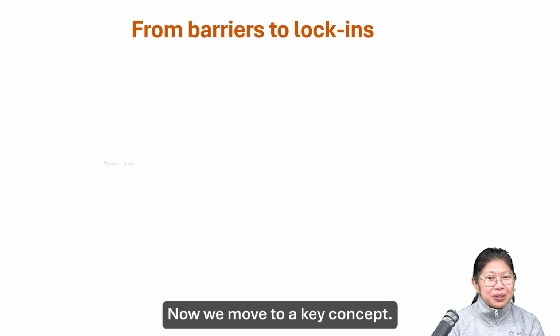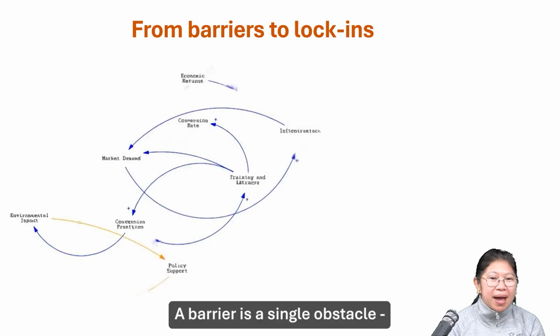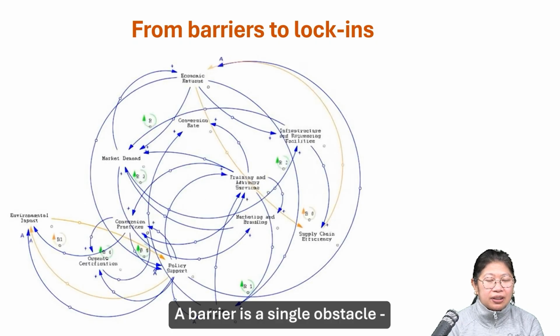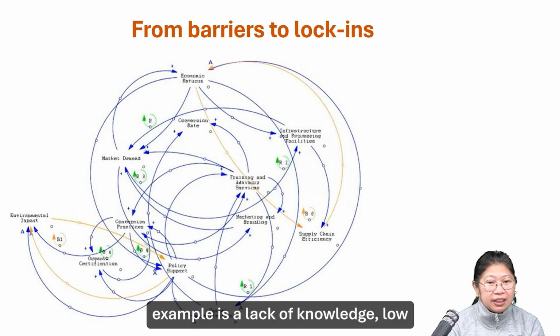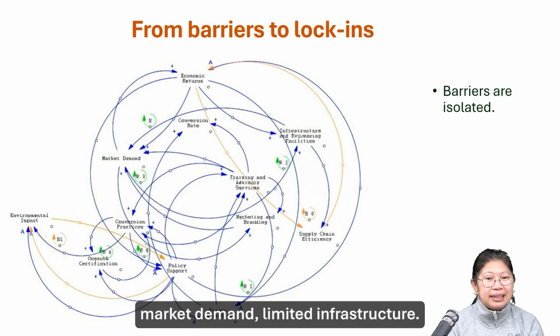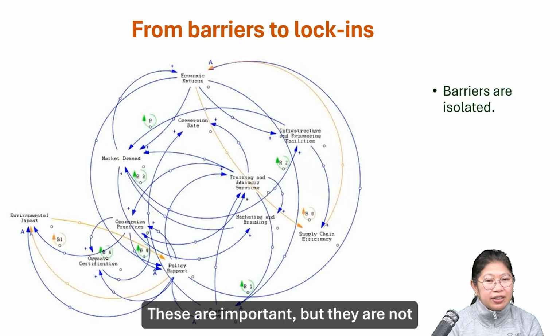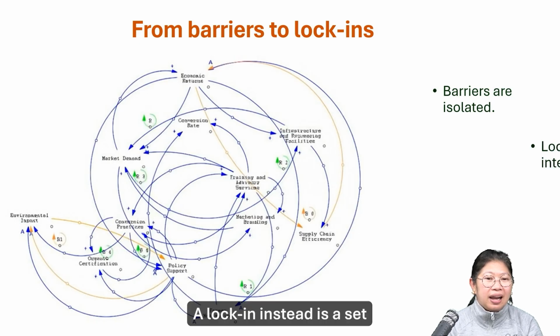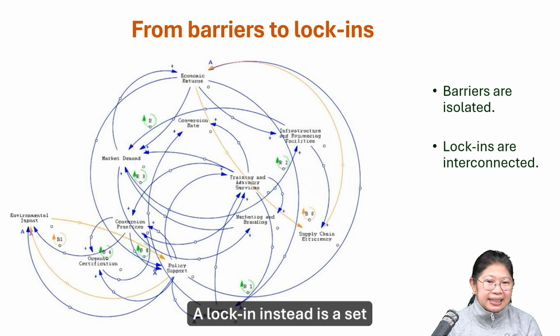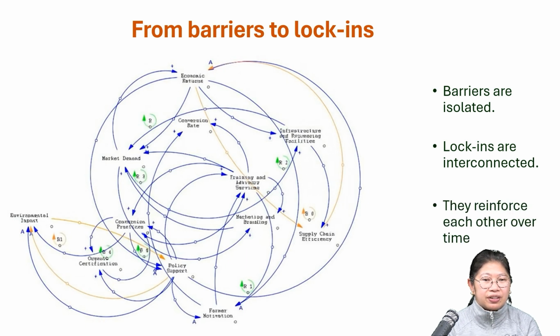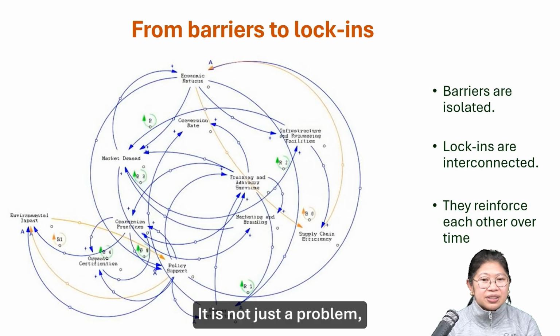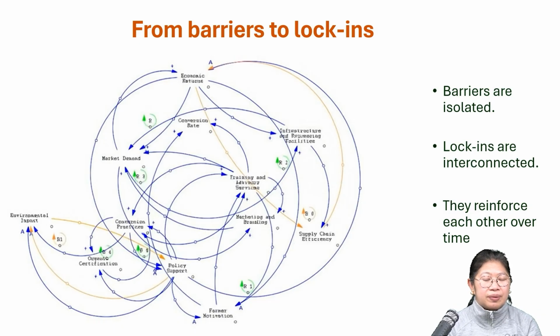Now, we move to a key concept. A barrier is a single obstacle. Example, a lack of knowledge, low market demand, limited infrastructure. These are important, but they are not enough to explain why change is slow. A lock-in, instead, is a set of interconnected barriers that reinforce each other. It is not just a problem. It is a self-reinforcing structure.